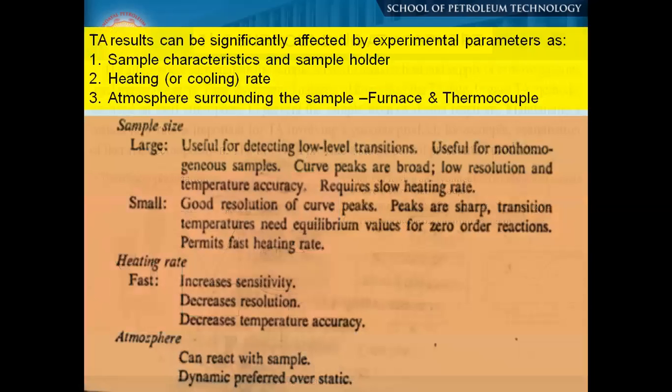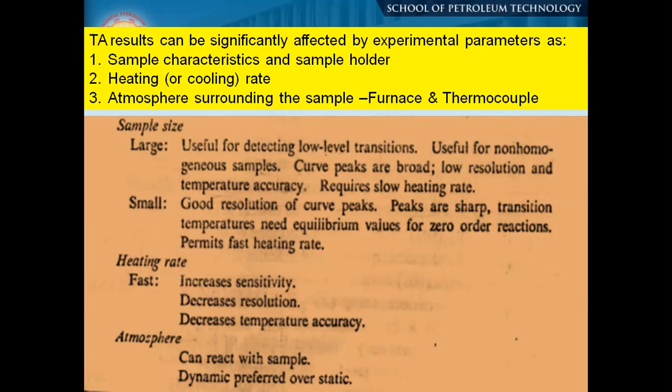Okay. So ultimately the TA results can be significantly affected by experimental parameters such as sample characteristics and sample holder. I discussed earlier that the most desirable are small samples in good powder form, and the samples should not have different thermal history or a different structural form. That can also affect your thermogravimetric graph.